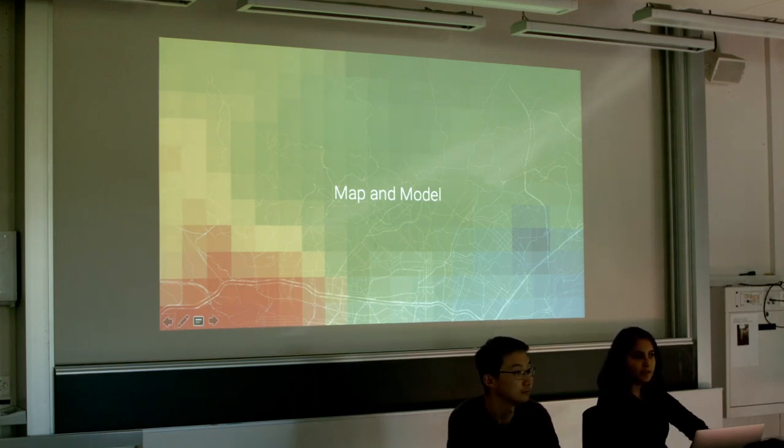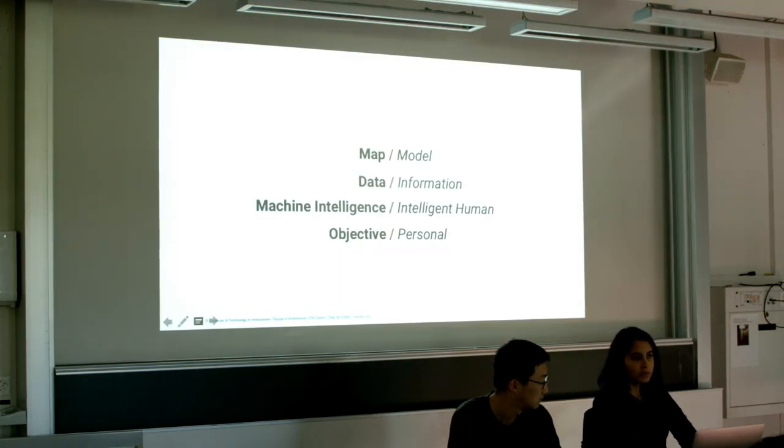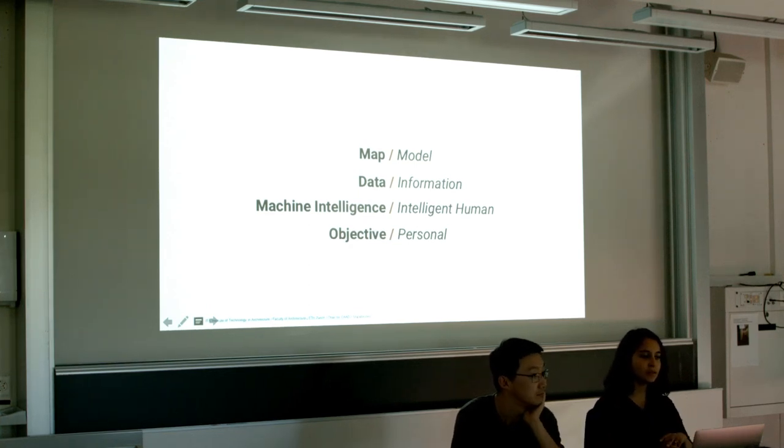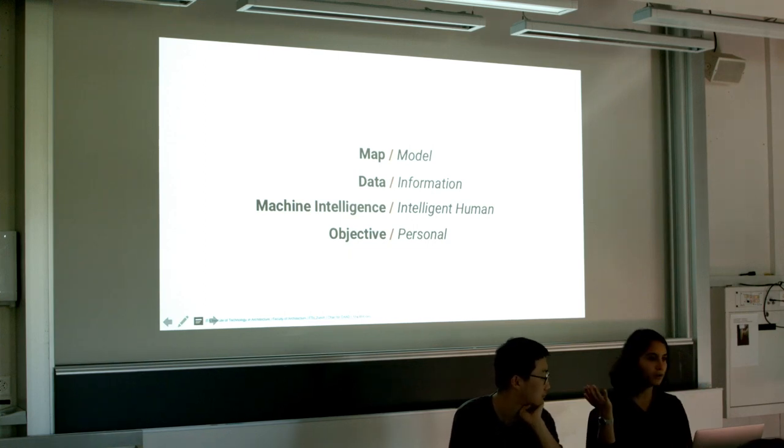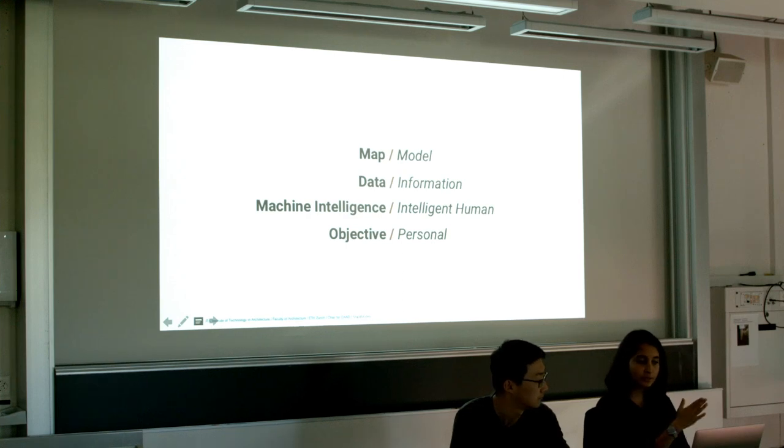Right, so the class of today is entitled Map and Model. First, we wanted to keep the symmetry that we've been telling you about. On the left side, we have map, data, machine intelligence, and objective. And on the right side, we have model, information, intelligent human, and personal. I think it's important that you now understand why we are keeping the symmetries apart. Something easy to remember is that the side of map and data is always objective, and the side of model and information is always subjective and full of imagination, we say it like that.